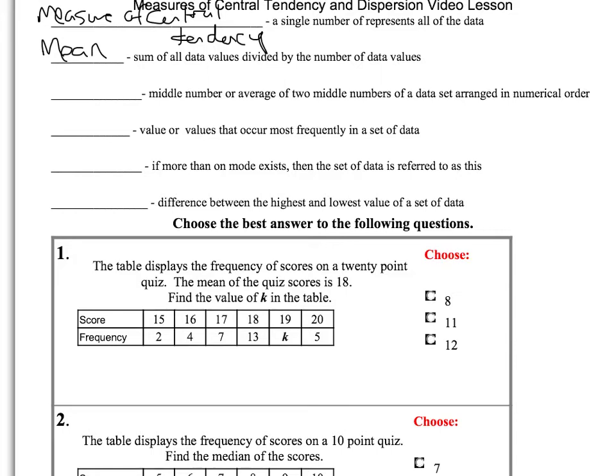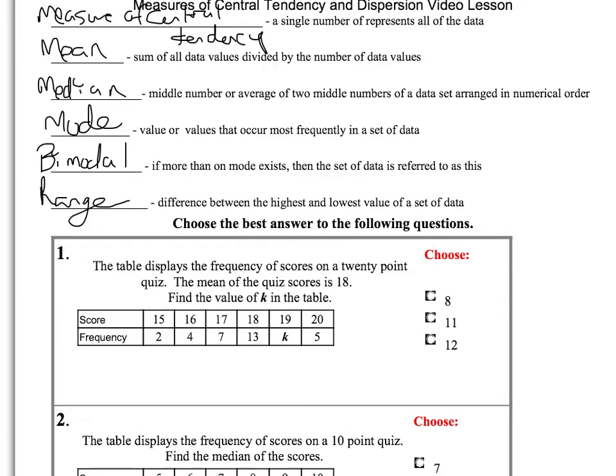The middle number, or average of two middle numbers of a data set arranged in numerical order, is your median. The value or values that occur most frequently in a data set is your mode. If more than one mode exists, then the set of data is referred to as bimodal. So more than one mode can happen, and it's just called bimodal instead. The difference between the highest and lowest value of a data set is the range.